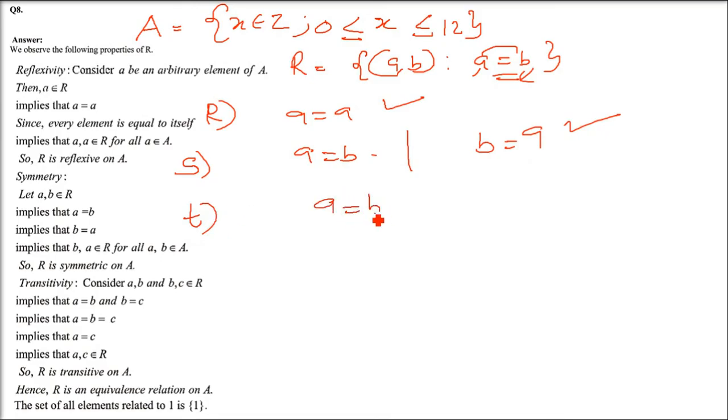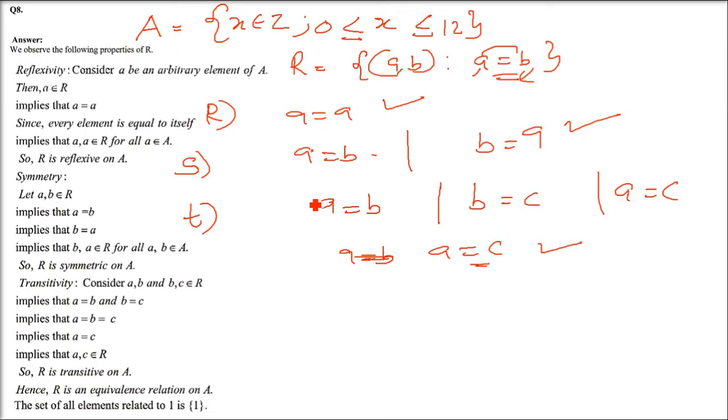Transitive. Now A is equal to B and B is equal to C. Do we get A equals C? Now this is very obvious. If A is equal to B and B is equal to C, A has to be equal to C. This is very obvious, right? So A equals C is obvious here. So (A, C) also belongs to that relation if (A, B) and (B, C) belong to that relation. This is transitive also.